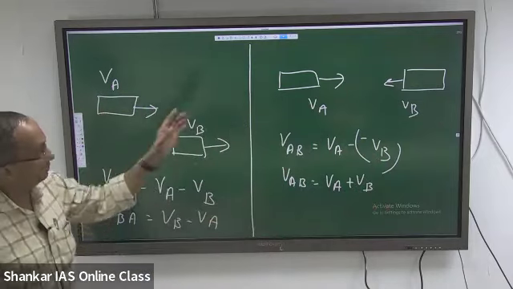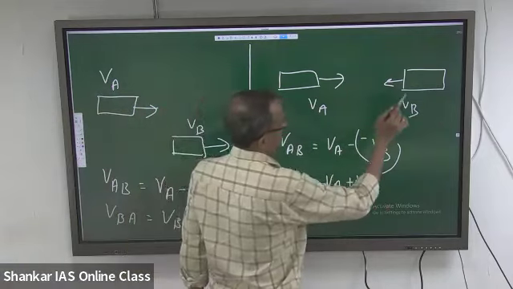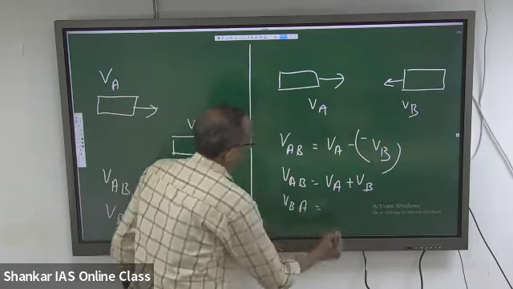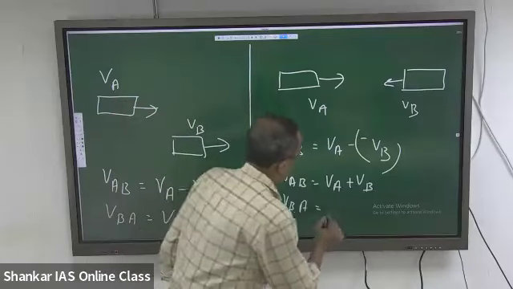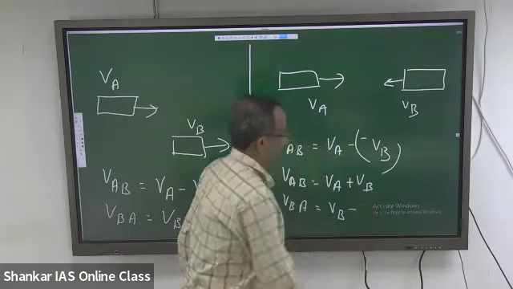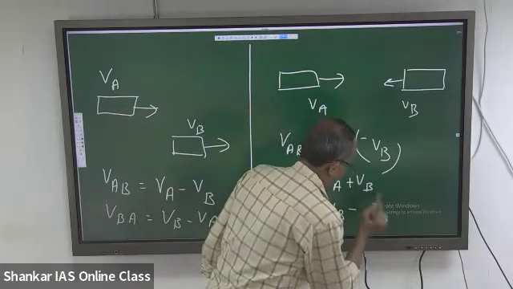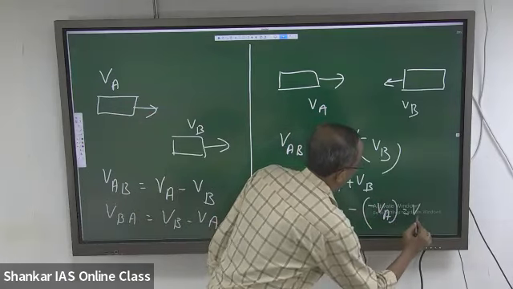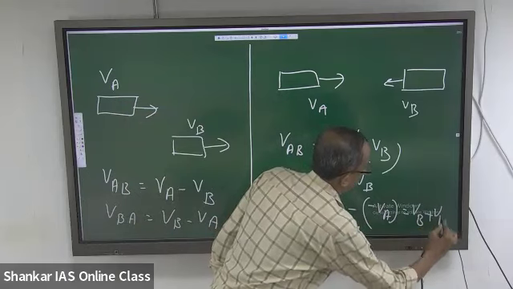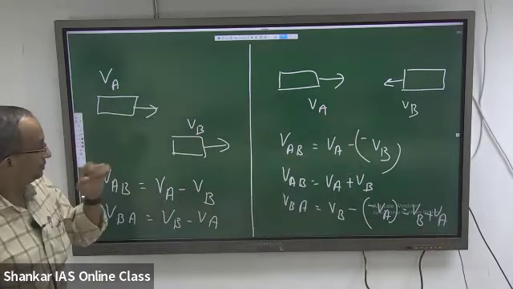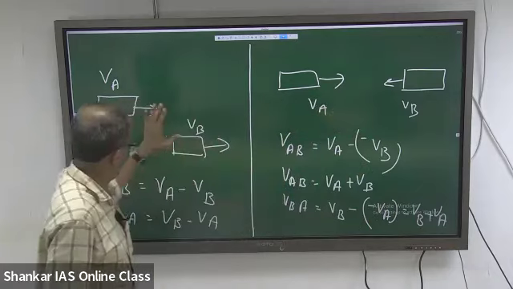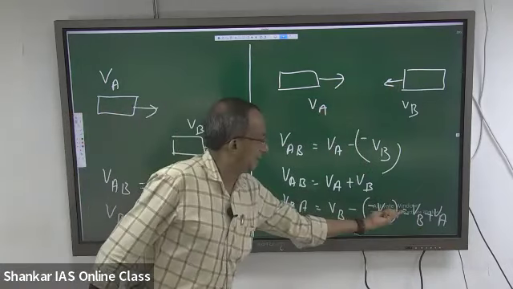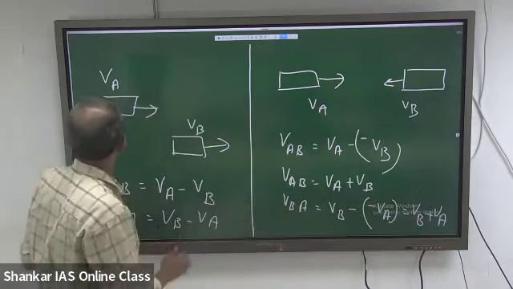Suppose we are finding VBA, the relative velocity of B with respect to A. VBA equals velocity of B minus velocity of A, that is minus VA. This will be equal to VB plus VA. Here it is moving in the opposite direction, whereas earlier it was moving in the same direction. So minus is coming here. Since they are moving in opposite directions, the ultimate result is plus.